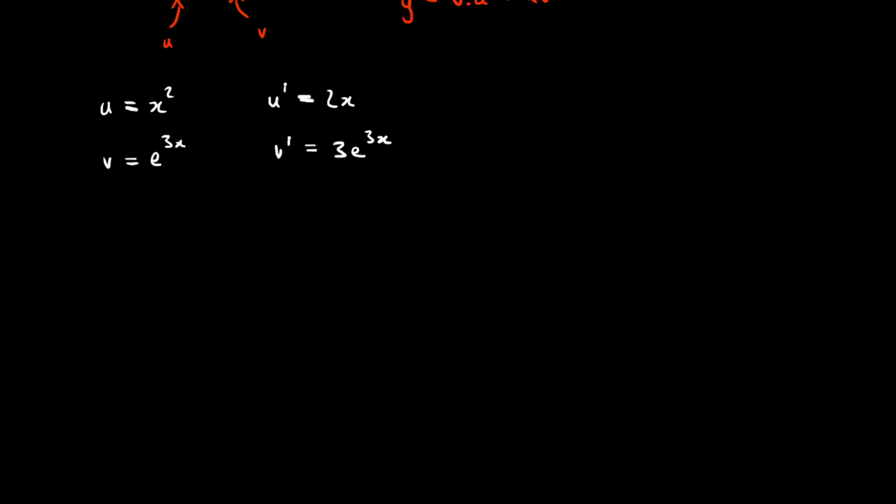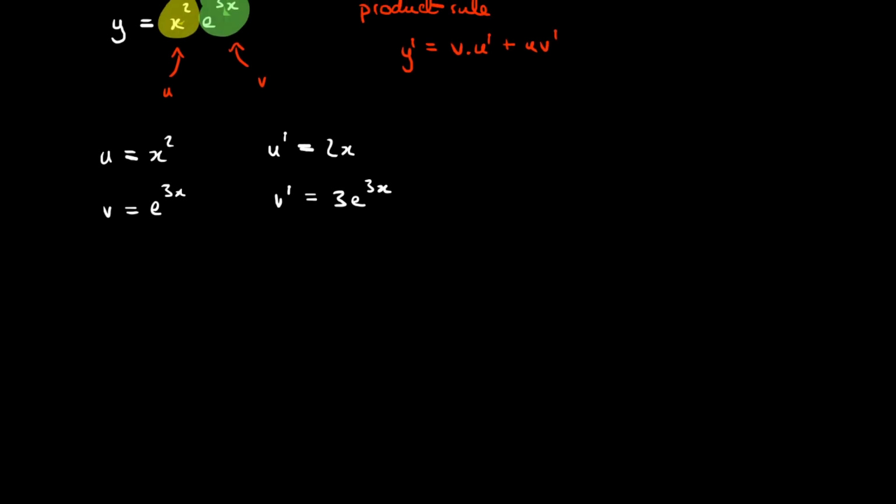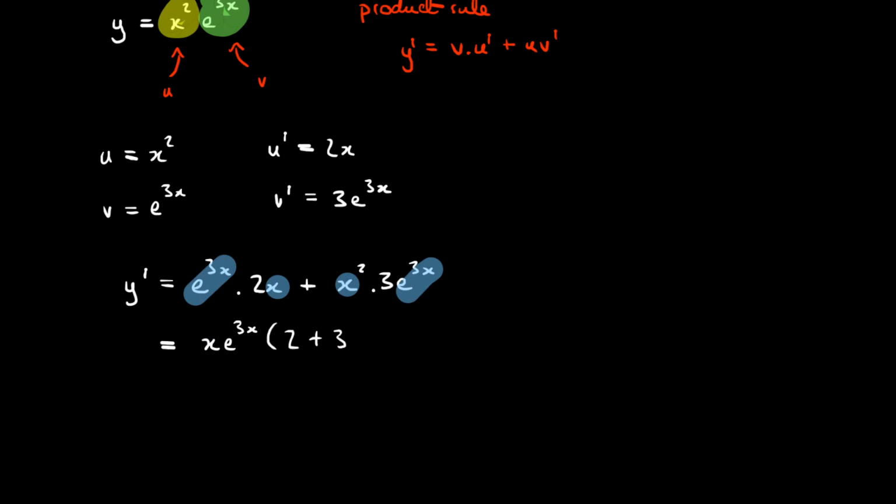We're now going to substitute them into the product rule to give us y prime equal to v, which is e to the 3x, times du, which is 2x, plus u, which is x squared, times dv, which is 3e to the 3x. It's probably a good idea to try to factorize here. You should notice that we have a common factor of e to the 3x, and we've also got a common factor of x. So we can factorize out, and we will get x e to the 3x, bracket 2 plus 3x. Okay, and that would be our answer.